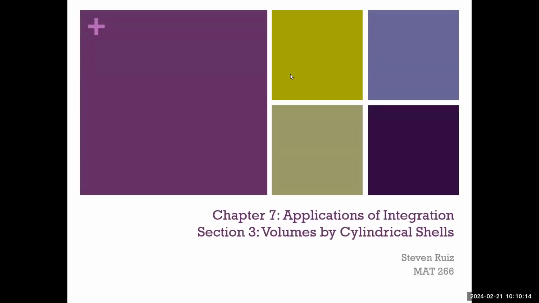Any questions before we get back into volumes? So we spent the last couple class periods doing volume, but doing disc method and washer method, basically cylindrical discs, cylindrical washers. Now we're going to be doing, still finding volumes of revolution, but by a new technique called cylindrical shells.